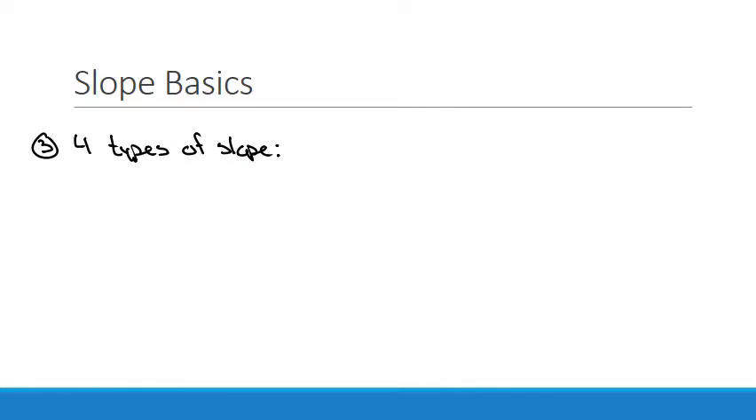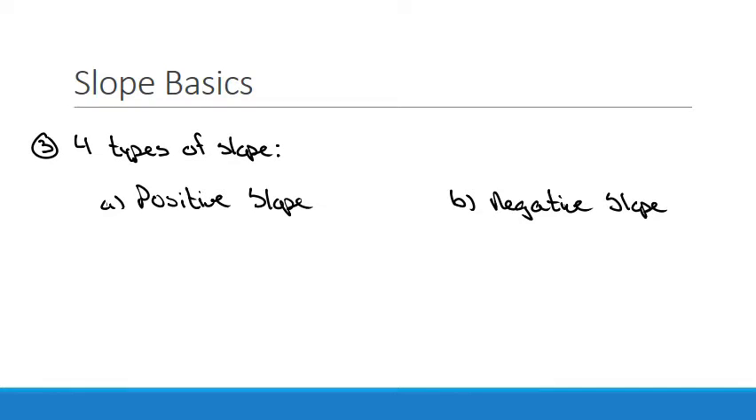There are 4 types of slope or categories. The first 2 are positive and negative slopes. A positive slope rises left to right. So here we'd say our slope is positive. And it doesn't have to be rising too much, so this is still rising left to right. So I'd still say this had a positive slope.